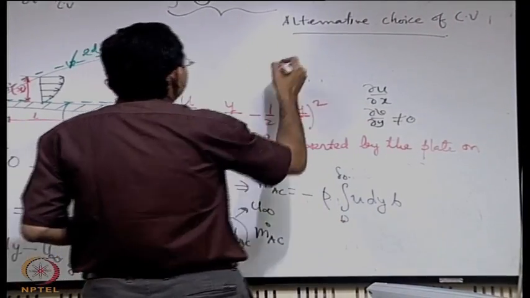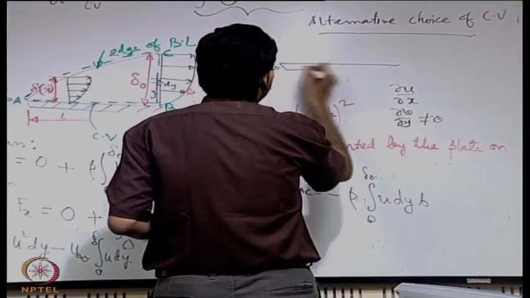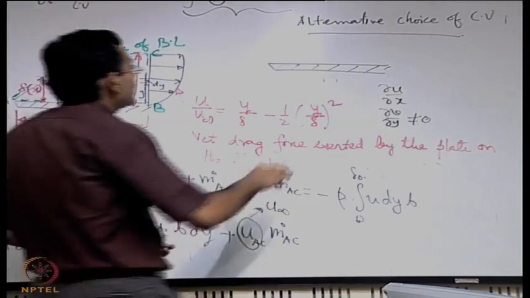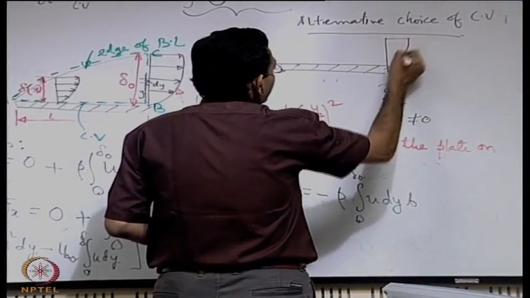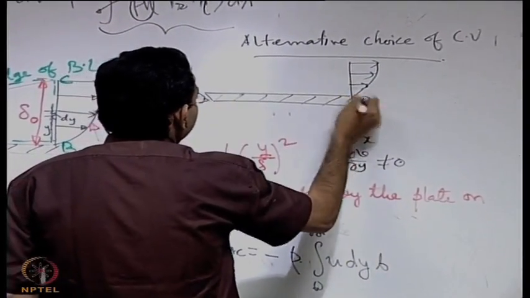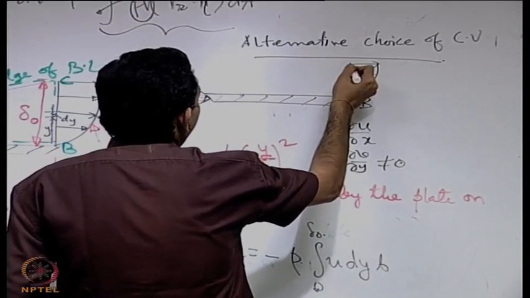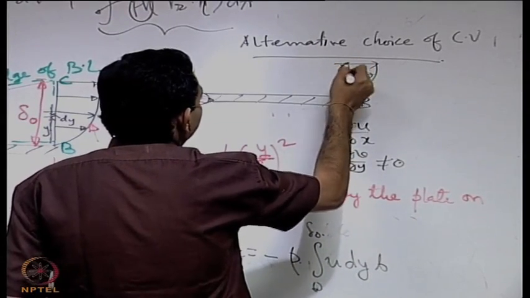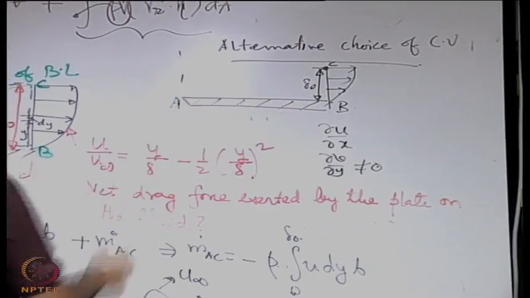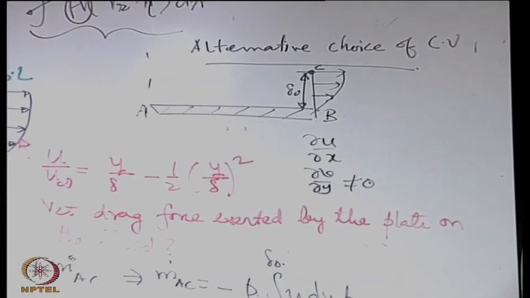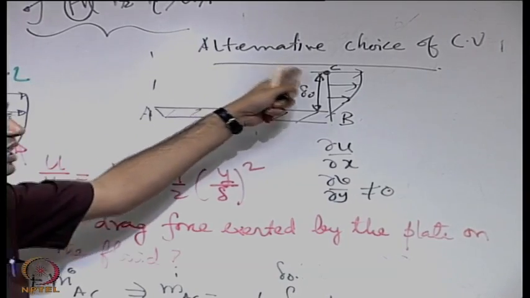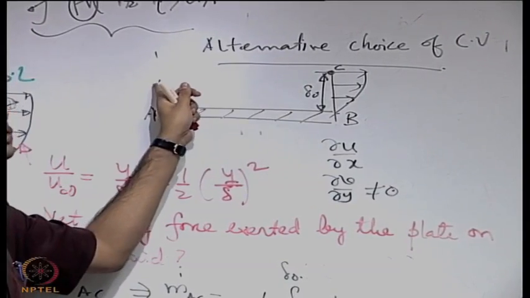So for an alternative choice of the control volume, let us say that again we have the velocity profile and everything. You have this AB, we want to choose a line from here to C such that there is no flow across that line. We have seen there is a flow across the edge of the boundary layer. So what should be that line that we choose so that there is no flow across it?